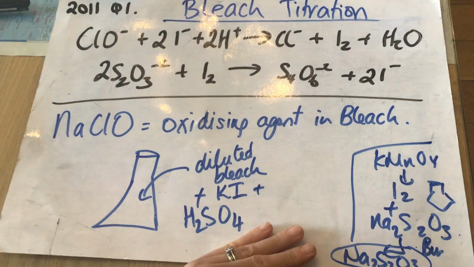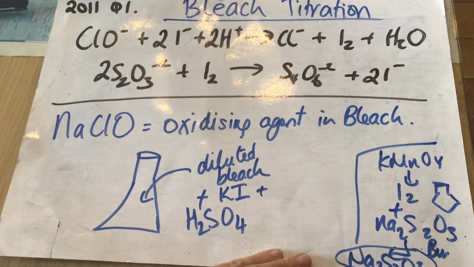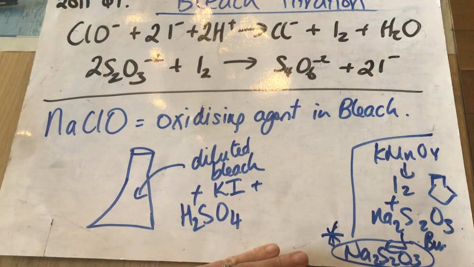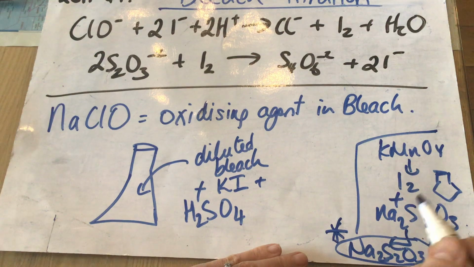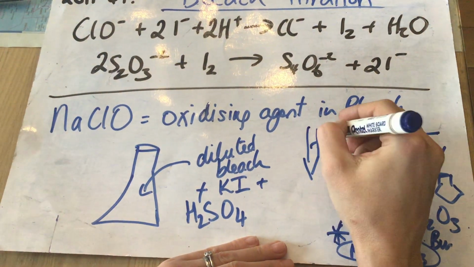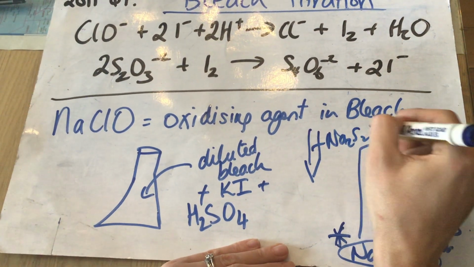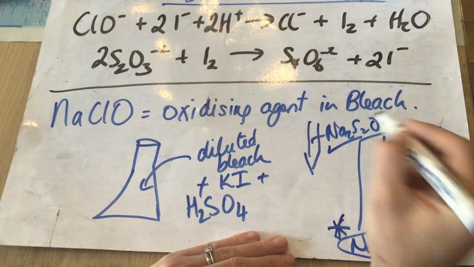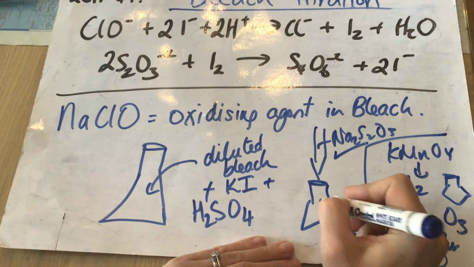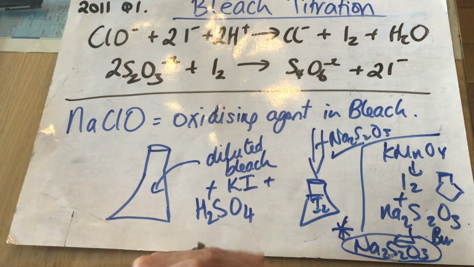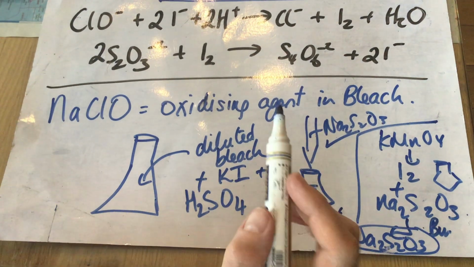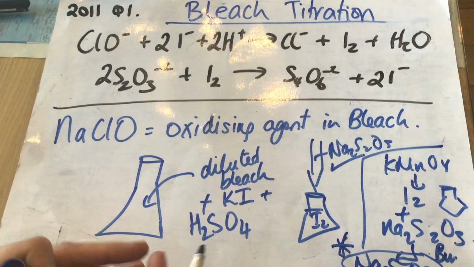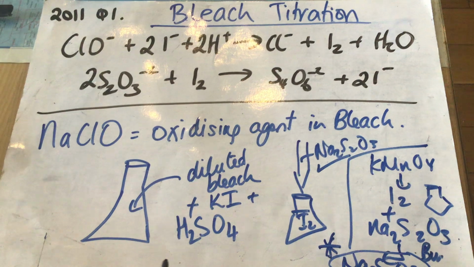So now, going forward into the bleach titration, you know the concentration of the sodium thiosulfate that you're putting into the burette. So you're going to be putting in Na2S2O3, sodium thiosulfate. You know the concentration of that, and you're going to have iodine made now in the conical flask. Is that okay? Now, how are you making the iodine in the conical flask this time? That's what's a little bit different.